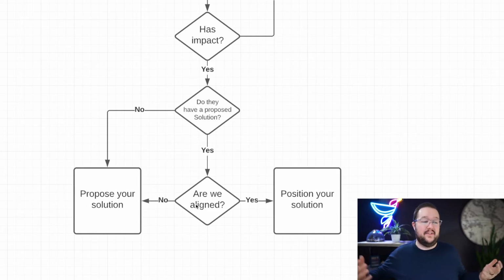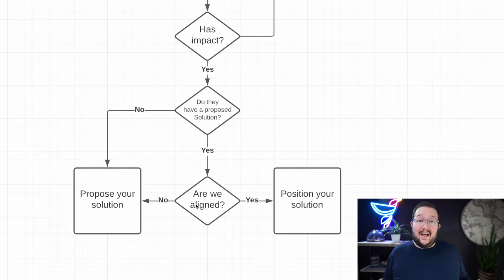So what would an example of this be like? Let's say the impact of the problem is they're not hitting their revenue targets. And their proposed solution is they need to improve their internal processes in order to increase their team's efficiency, which ultimately will drive more revenue for the organization. That's great. Now, what if you sold a solution that totally improved their processes? That would be totally aligned with what they're looking for. Boom, total slam dunk, right? That's the best case scenario.